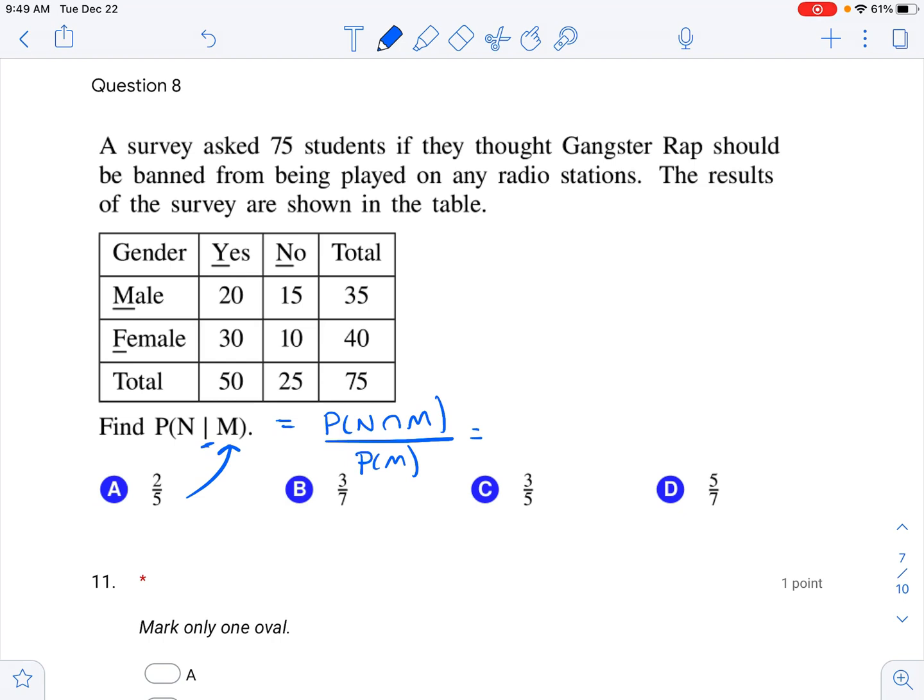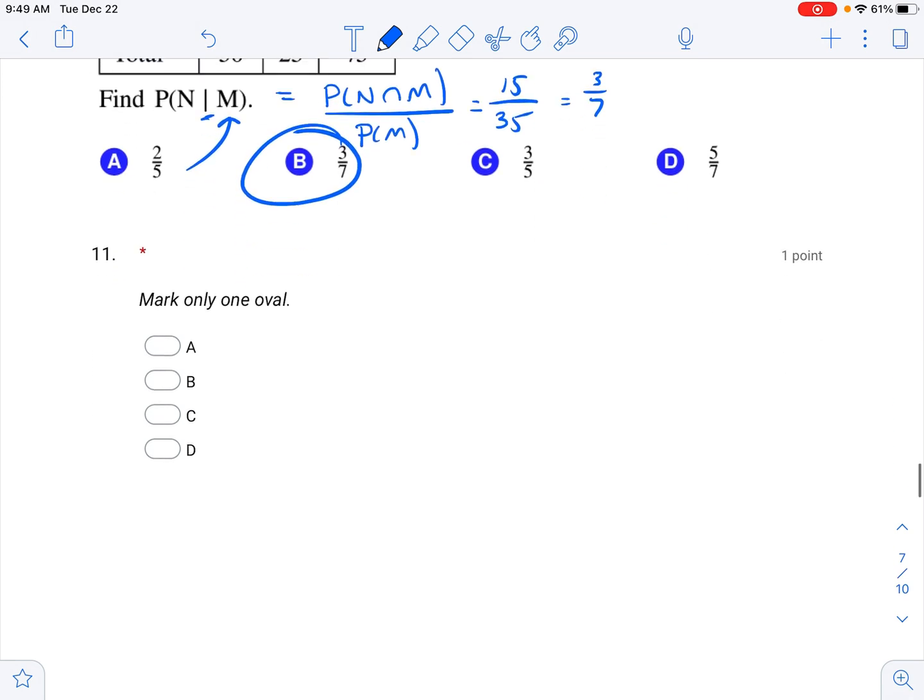And the nice thing with the two-way tables, as we saw in the Bayes problem, is that we can now just pick up the number of people in the population. So in the numerator, n, no, and male, that was that 15, divided by the total number of males, that's 35. Both are divisible by 5, so that simplifies to 3/7 or choice B.